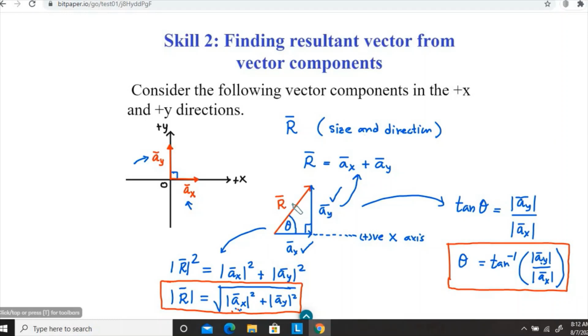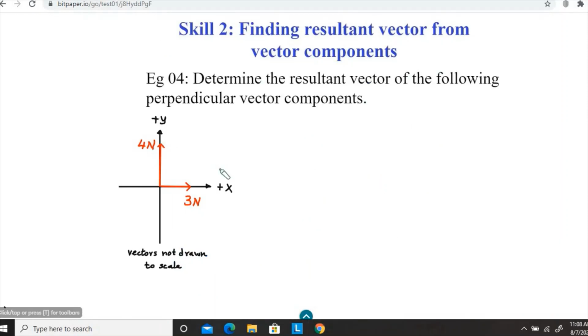You can use the sine of theta to simply figure out the angle. You can try that out and you'll see you're going to get the same angle. However, traditionally we use the definition of the tangent theta to figure out this angle. Okay, let's try example number 4.